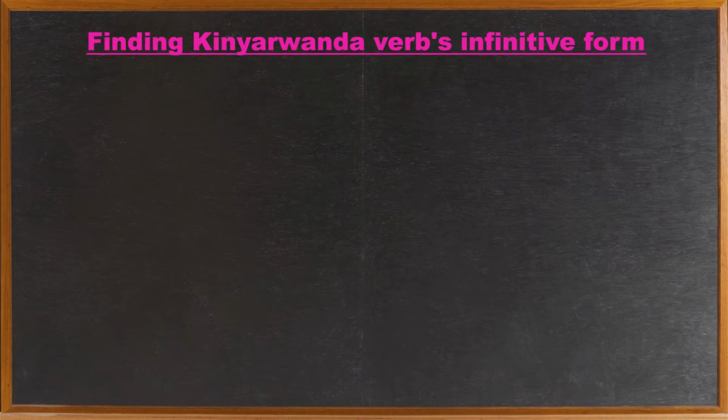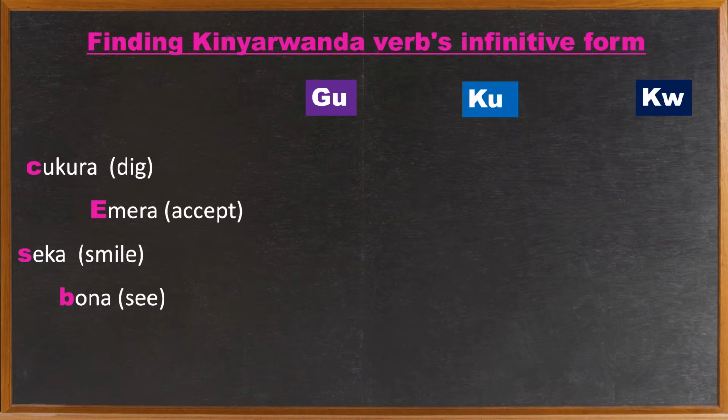Hello, welcome to this lesson where I'm going to show you various techniques that you can use in order to find an infinitive form of a Kinyarwanda verb. In case you do not know, Kinyarwanda verbs fall in three categories, which are gu, ku, and kw verbs or kwa verbs. Here is a batch of conjugated Kinyarwanda verbs.